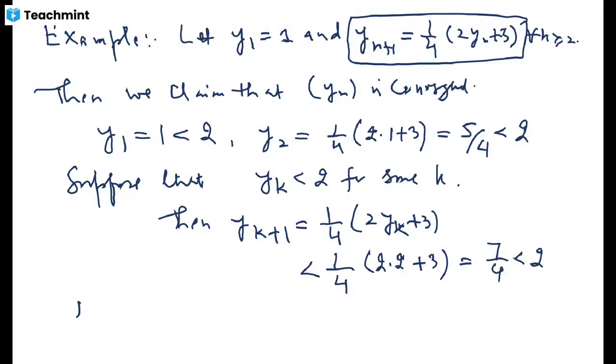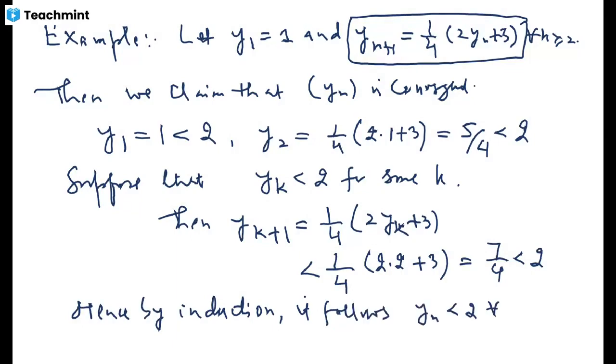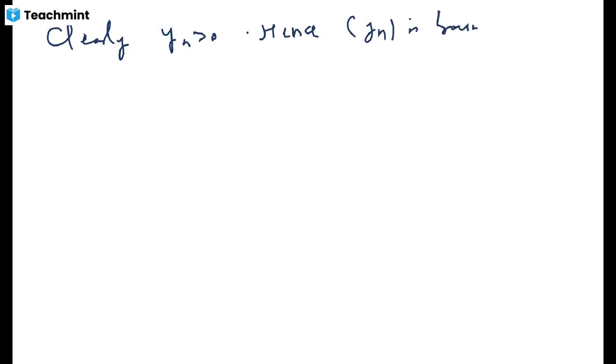Hence by induction it follows that each term of this sequence is less than 2 for every n, and also clearly each term is a positive term, hence it is a bounded sequence. Since each term is greater than 0, 0 is its lower bound and 2 is its upper bound. This implies that this sequence yn is a bounded sequence.